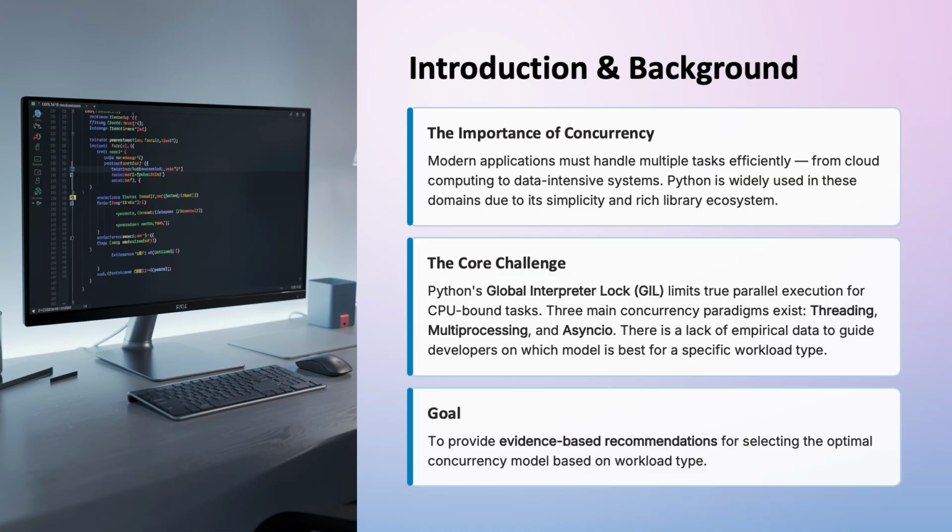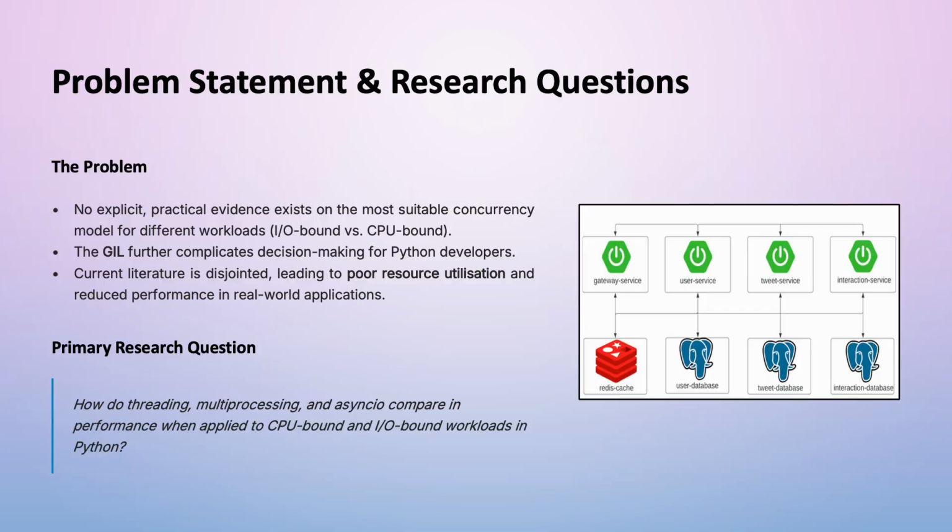Modern software systems demand high performance and scalability. Python is widely used in cloud computing and data intensive applications. However, the Global Interpreter Lock, or GIL, limits true parallel execution. Python supports three main concurrency models, threading, multiprocessing, and asyncio, which are suited for different tasks. The problem is that developers lack empirical evidence to choose the right model. The research fills that gap.